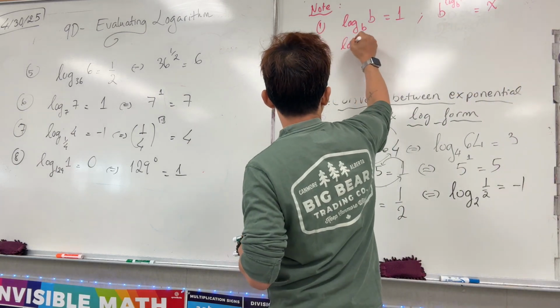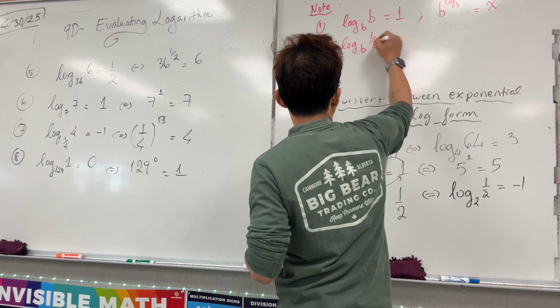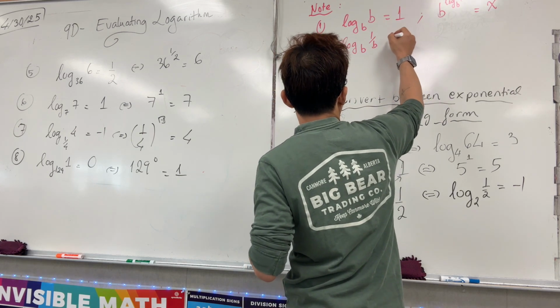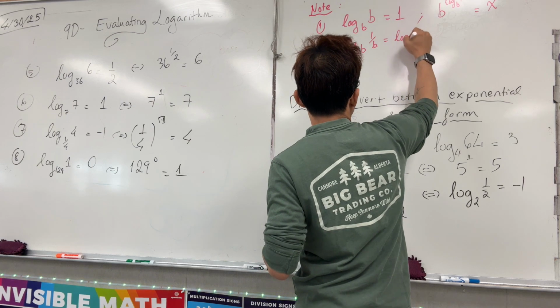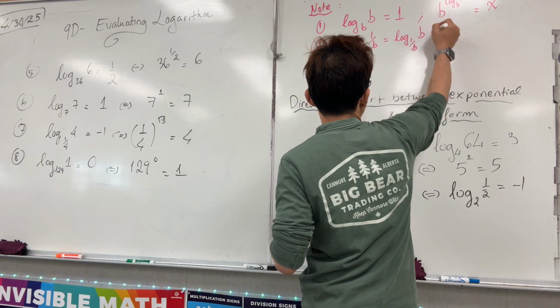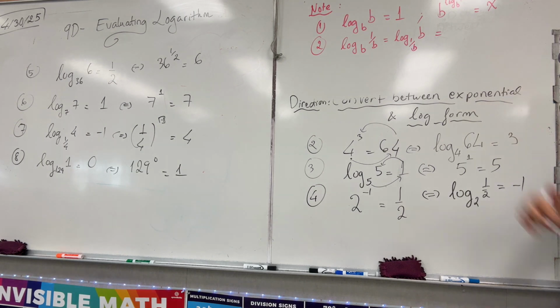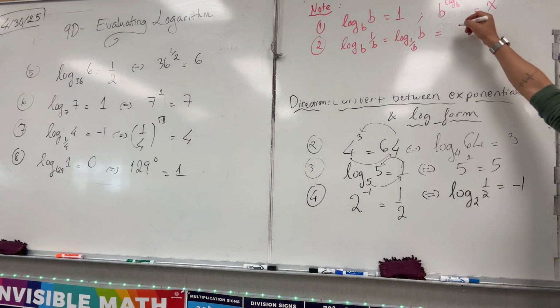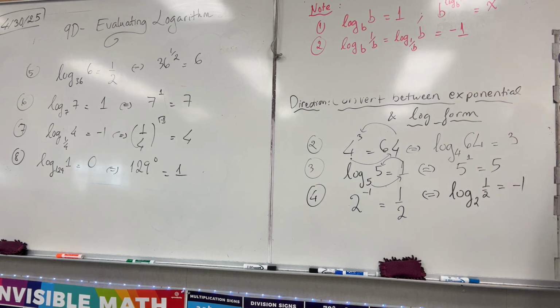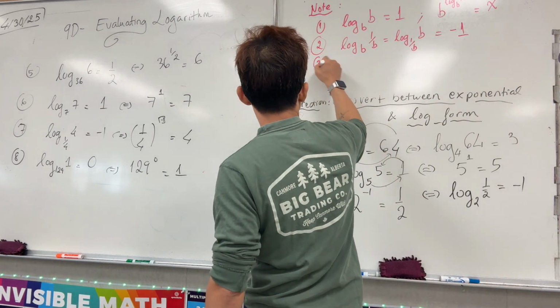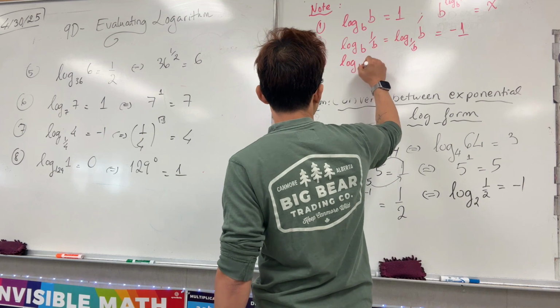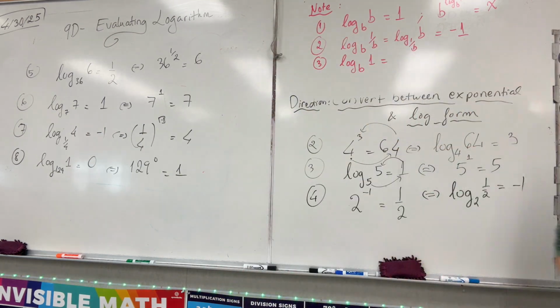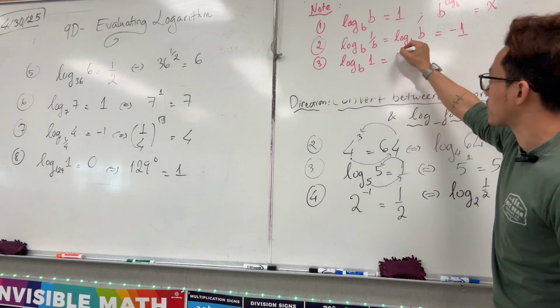Now second, if you see log b of 1 over b, also equal to log 1 over b of b, what is it equal to? When you see they are flipped, they are reverses of each other, it's -1, because the power is negative, they're gonna flip. They're gonna reverse, right? So it will be equal to -1. And then what else? If you see log b of 1, it always equals 0, because everything to the power 0 is 1.